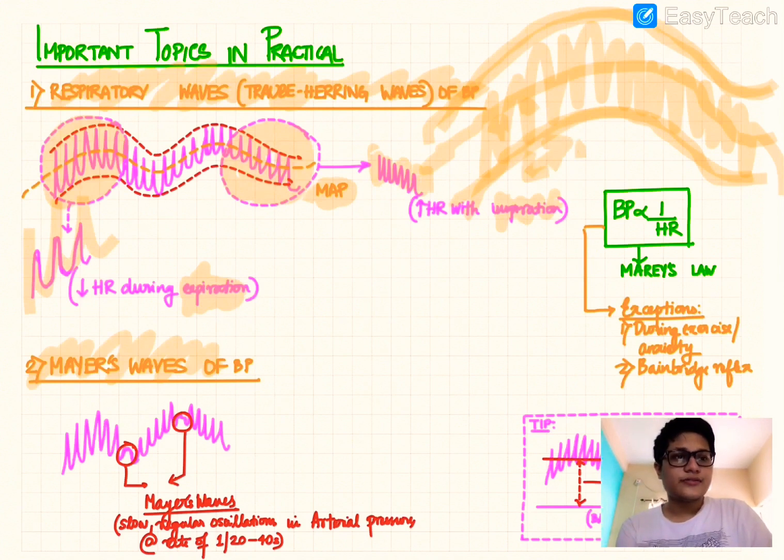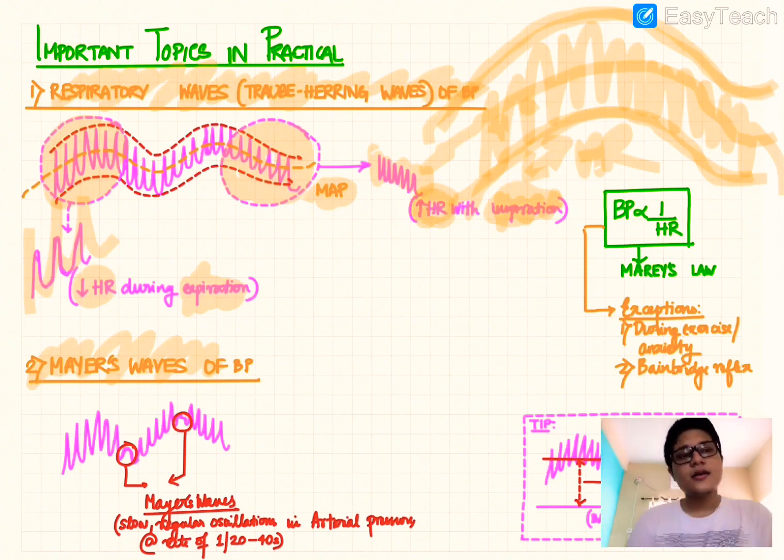Distance between the two curves is a measure of the heart rate of the individual, and so during expiration our heart rate falls. Why is this? This is because of the reflex bradycardia initiated by the baroreceptor reflex, and hence the same mechanism will also operate when we are inspiring, resulting in an increased heart rate. This is an evidence of a very important cardiovascular physiology law, and that is Marey's law, which states that the blood pressure is always inversely proportional to heart rate.